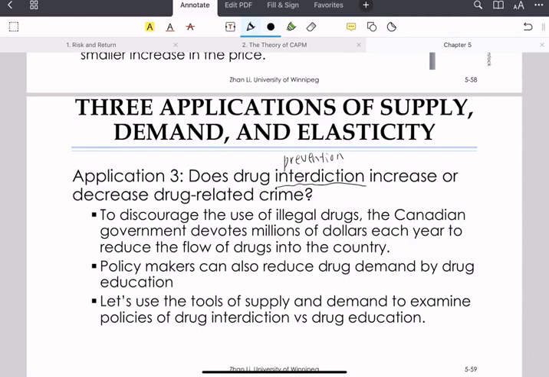We could educate people, right? And tell them the negative effects of using drugs and how to prevent drug use and how to quit drugs, right? So now our purpose is we want to compare these two policies. That is, we want to compare drug interdiction versus drug education. We want to see whether drug interdiction will increase or decrease drug-related crimes.